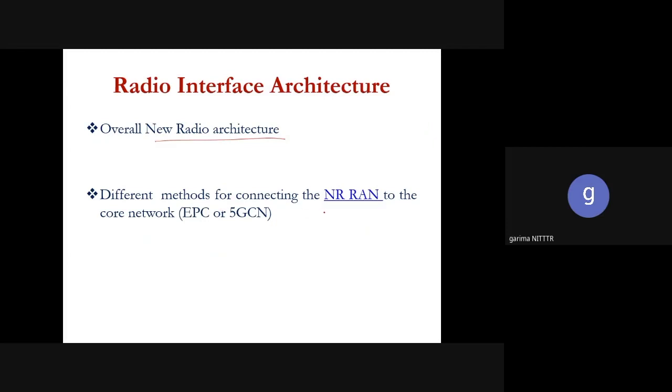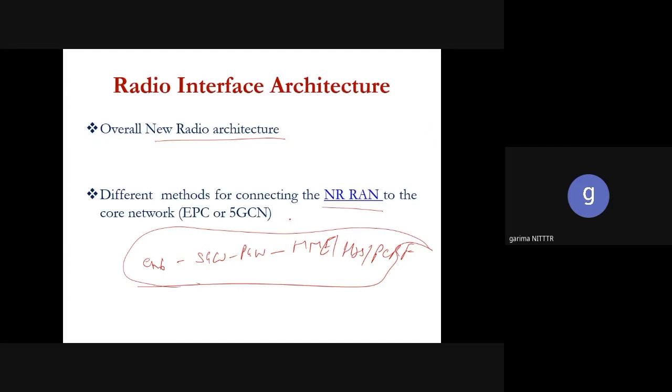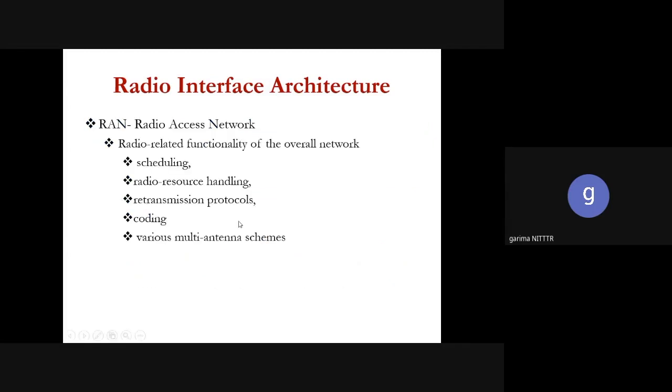Then there are different methods for connecting this new radio RAN. In 4G you have seen that we have the eNode B, the serving gateway, and the packet gateway, and those are connected to the MME, HSS or PCRF. So we have these units connected together. But in 5G, we have different combinations: it can be connected to the LTE network, or it can be connected to 5G core networks. So different options are available.